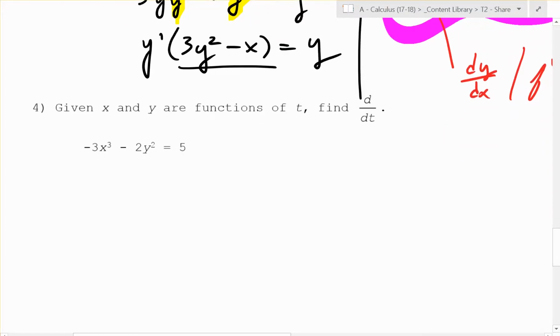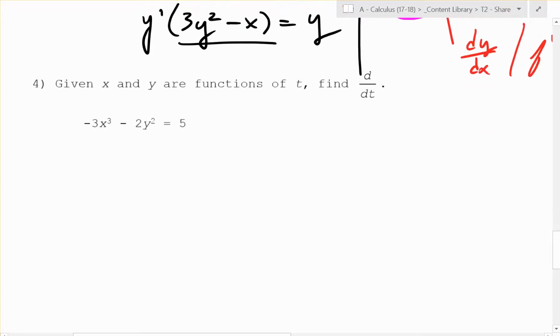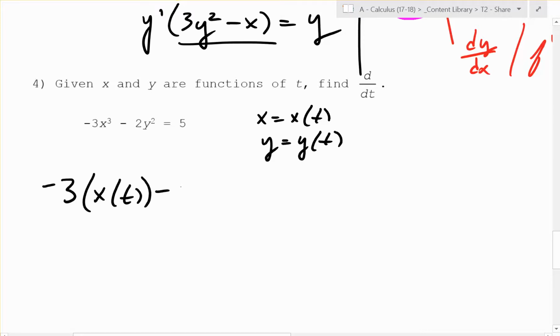So lastly, you could have both x and y being in terms of some other variable. What that means is x is some function of t and y is some function of t. So what I like to do is rewrite it, but in this case both of them, x of t cubed minus 2 times y of t squared equals 5. Now when we take the derivative, we have to be careful and treat both of them the same way like we did the f of x before.